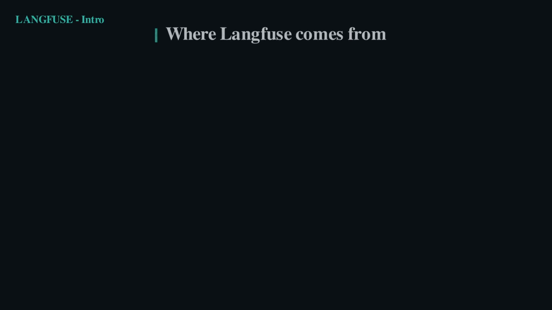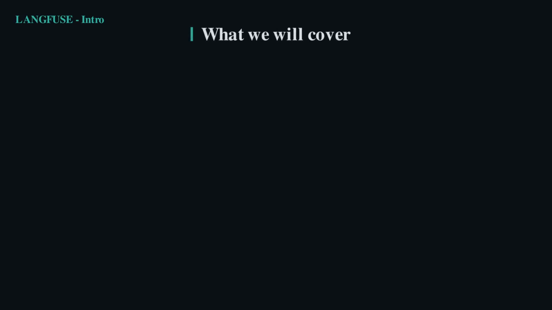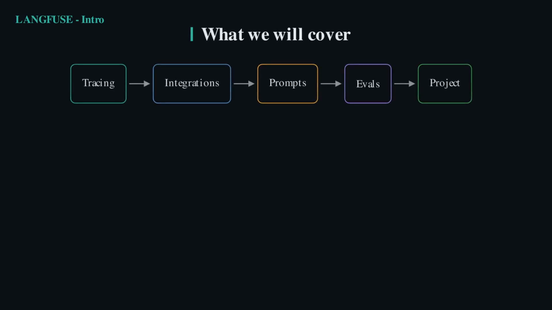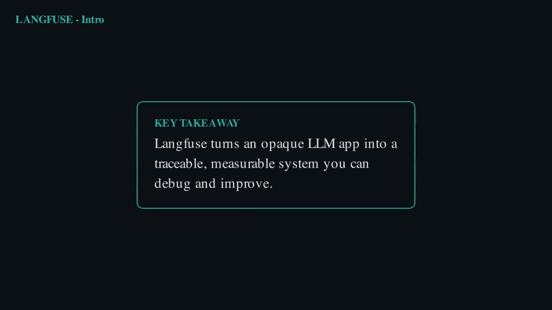Langfuse started in 2022 and grew into one of the most widely used open source LLM platforms. The version 3 Python SDK released in June 2025 is the one we will use throughout. We will move from tracing to automatic integrations to prompt management to evaluations. Then we tie it all together by instrumenting a real multi-step agent end to end. That is the whole promise. See it, measure it, improve it.